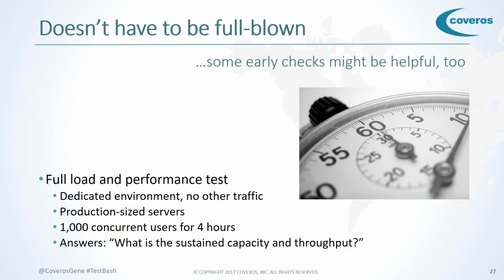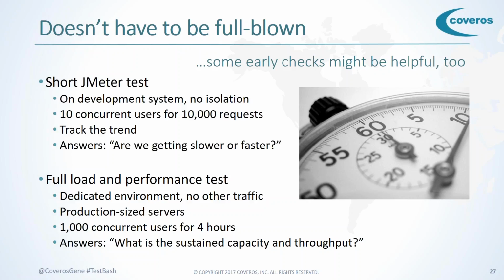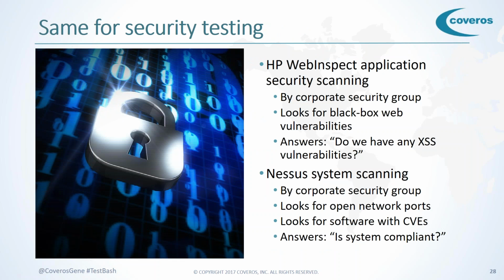Remember that none of these tests, like I was saying, have to be full-blown, right? Early checks can be helpful. Like I said, if we're doing at the end a full load and performance test in a dedicated environment, production-side servers, maybe it's a 4-hour test with 1,000 concurrent users, and we're trying to figure out what our sustained capacity and throughput is, maybe early on we want to do a short JMeter test, right? Just on the development system, we don't even bother with any isolation. We just do 10 users for 10,000 requests and just track the trend. Are we getting slower or faster? As long as we're not getting slower and we passed our last full load of performance test, well, we know we're pretty good, right? We're unlikely to fail at this time because we've been getting faster, or we haven't been getting slower.